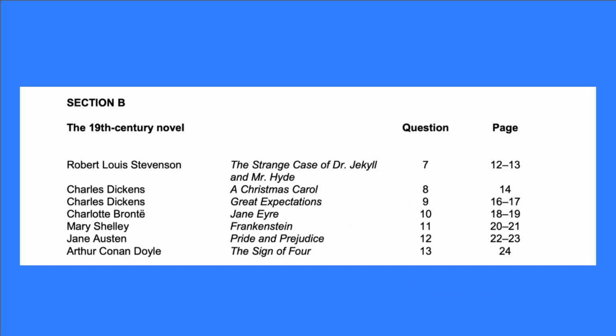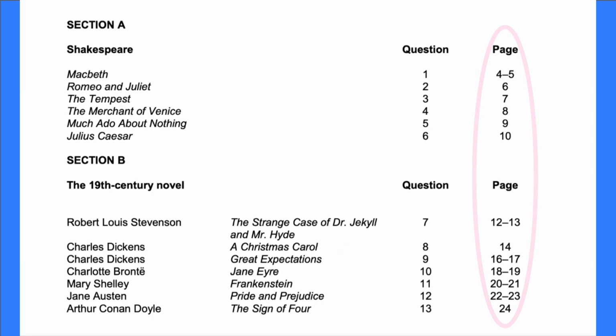Moving on to Section B, you have to find the corresponding page for the 19th century texts, and again, choose the text you have studied at your school. Options are The Strange Case of Dr. Jekyll and Mr. Hyde and A Christmas Carol, which are the most popular choices for many schools, but there's also Great Expectations, Jane Eyre, Frankenstein, Pride and Prejudice, or The Sign of 4. So once you've glanced at this, I'd recommend highlighting the page numbers of the specific text you've studied, before heading over to Section A to start work on your first essay.